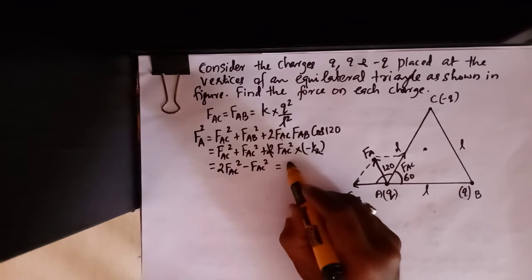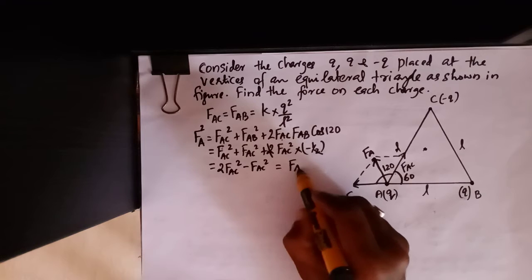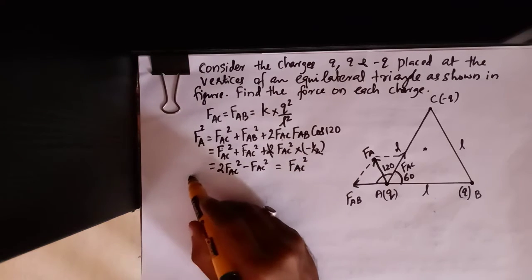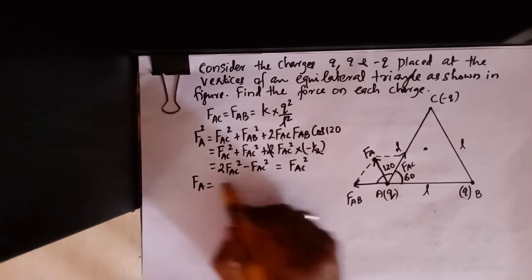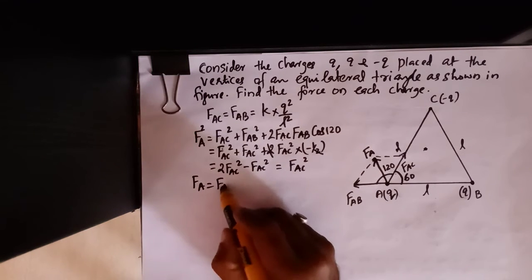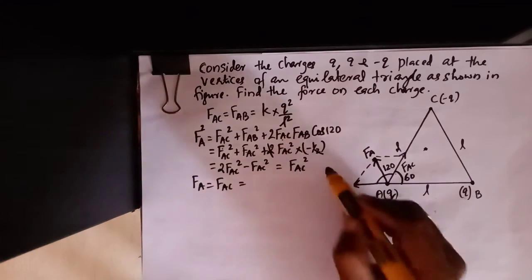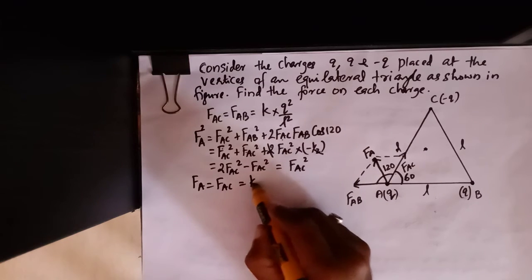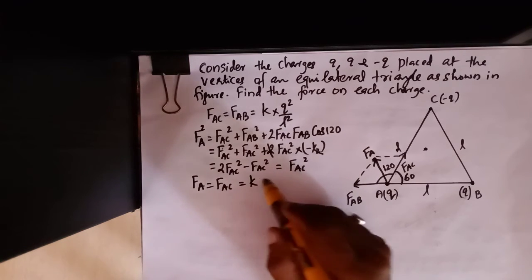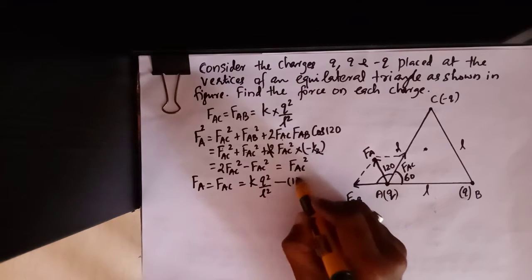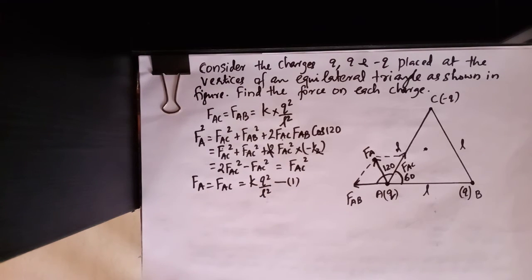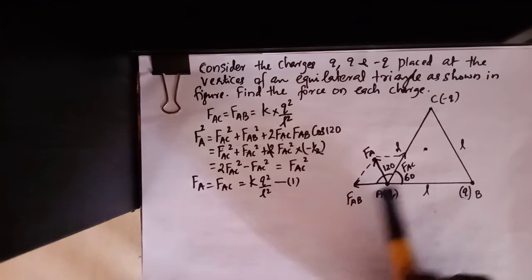So what's the resulting value? You will get FA square equal to FAC square. So FA is equal to the square root of this, that is FAC. What is the value of FAC? FAC is equal to K into Q square by L square. So we have got the net force on the charge at A.